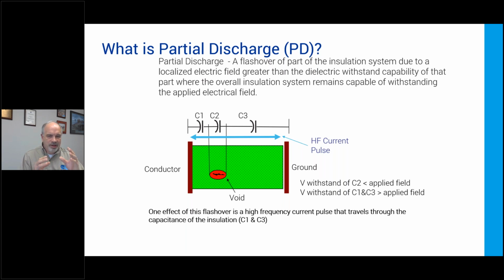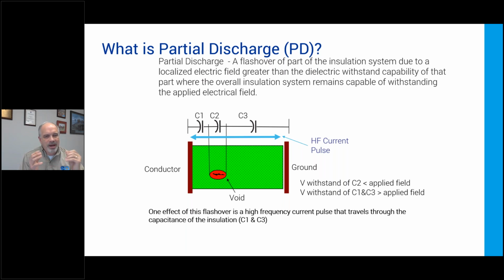So if you look at this, I've got a conductor and a ground. So I've got my two elements of any high voltage system, and I've got this green stuff, which is the insulation. And that could be air, oil, SF6, cast resin, I don't care what it is. But I've got this insulation, and I've got some part of it that can't withstand the electric field. So in this case, we're calling it a void, so it's solid insulation. And that void is represented by C2.